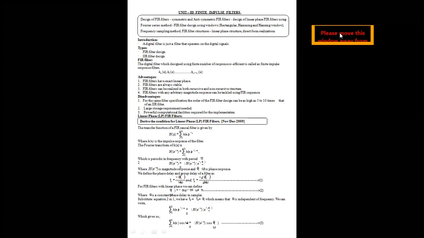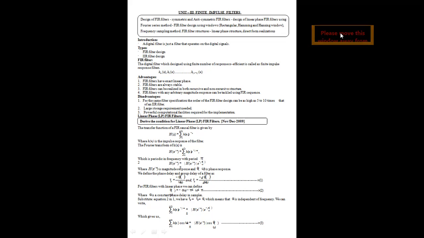One method is named the Fourier series method. The next method is the windowing method. Actually, we have several types of windowing, but as per our syllabus, we'll only see three different windowing methods: the rectangular windowing method, Hamming and Hanning. Then we'll see the frequency sampling method.